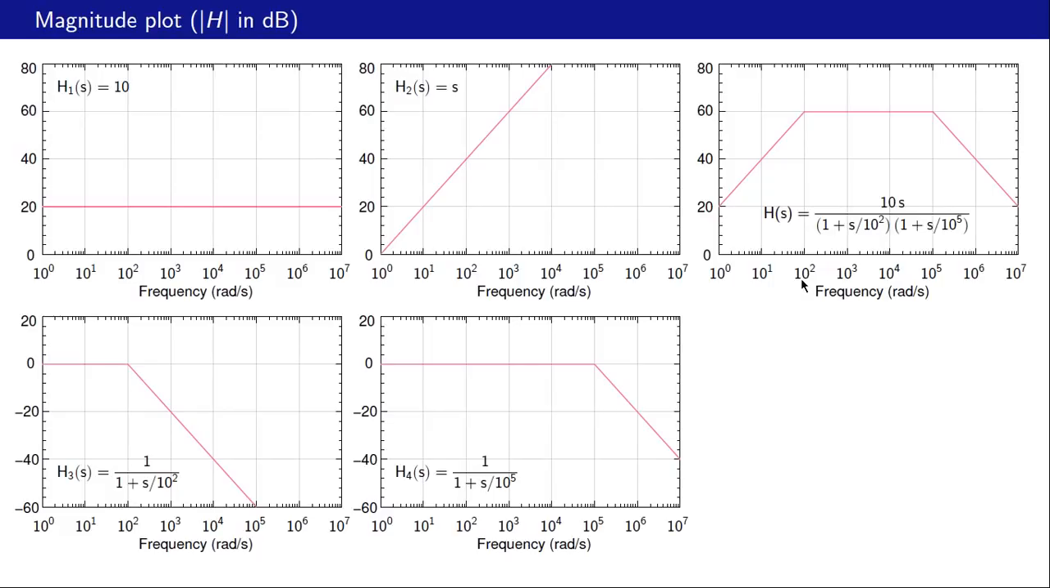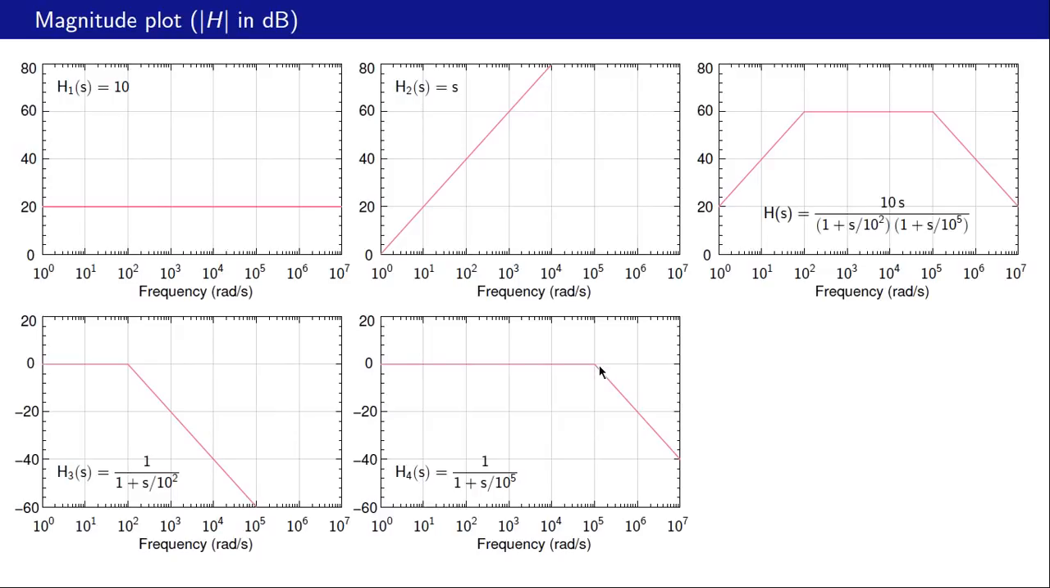What happens beyond 10 raised to 2 radians per second? What is our next breakpoint or corner point? This function does not have any breakpoints. This one also does not have any breakpoints after 10 raised to 2. This one also keeps going, it does not have any breakpoint. So the next breakpoint is supplied by H4, and that is right here, 10 raised to 5 radians per second. So now we take the range between our present breakpoint, which is 10 raised to 2, and the next breakpoint, which is 10 raised to 5.